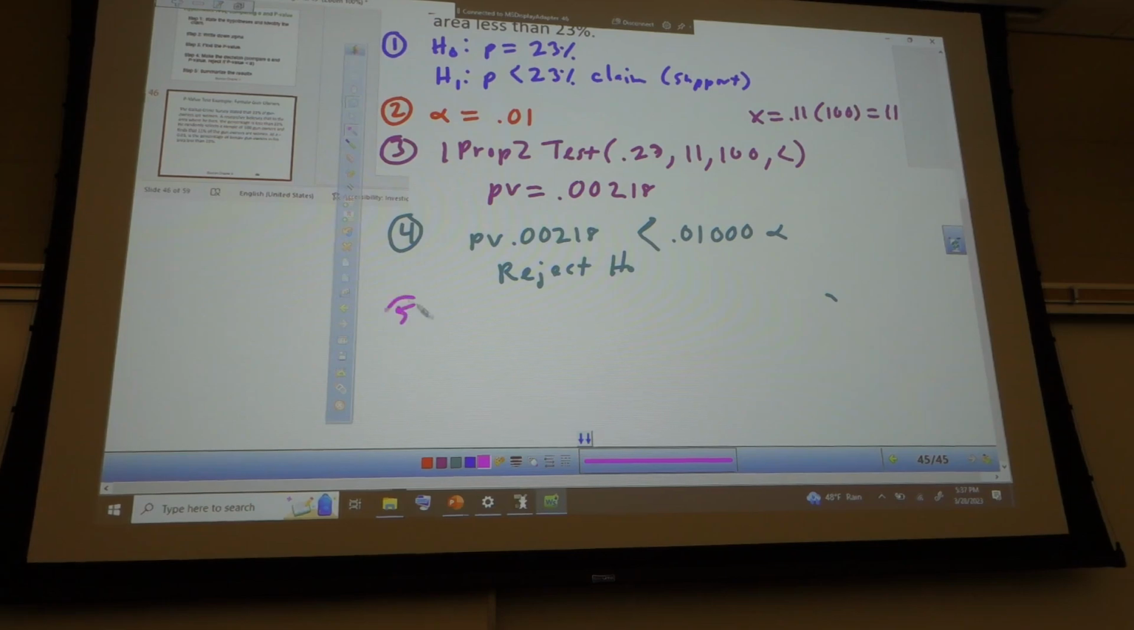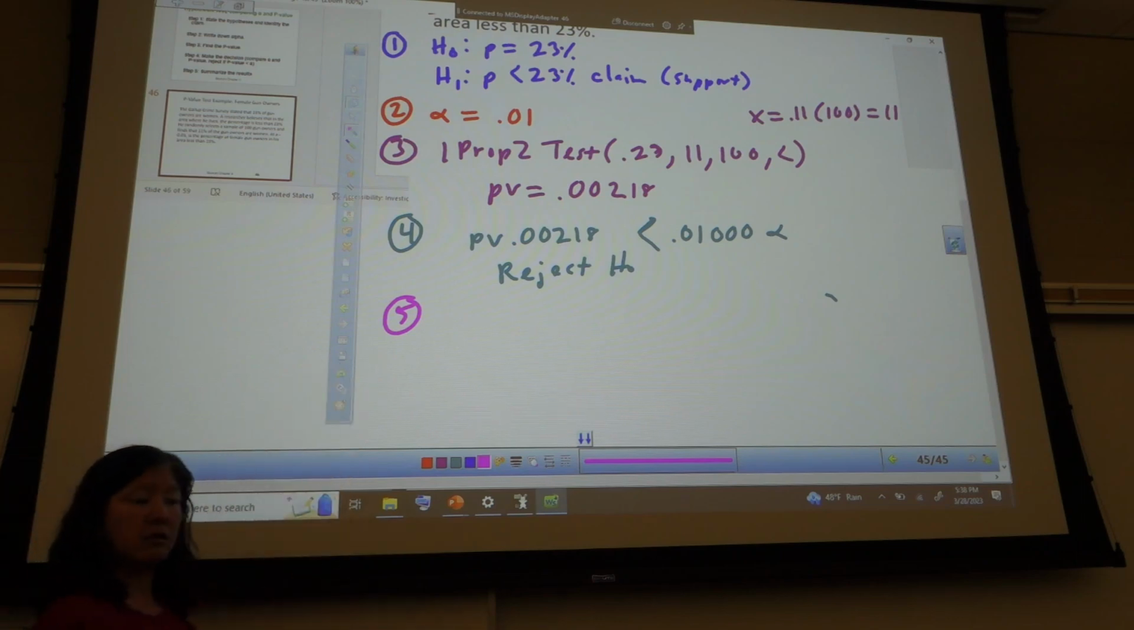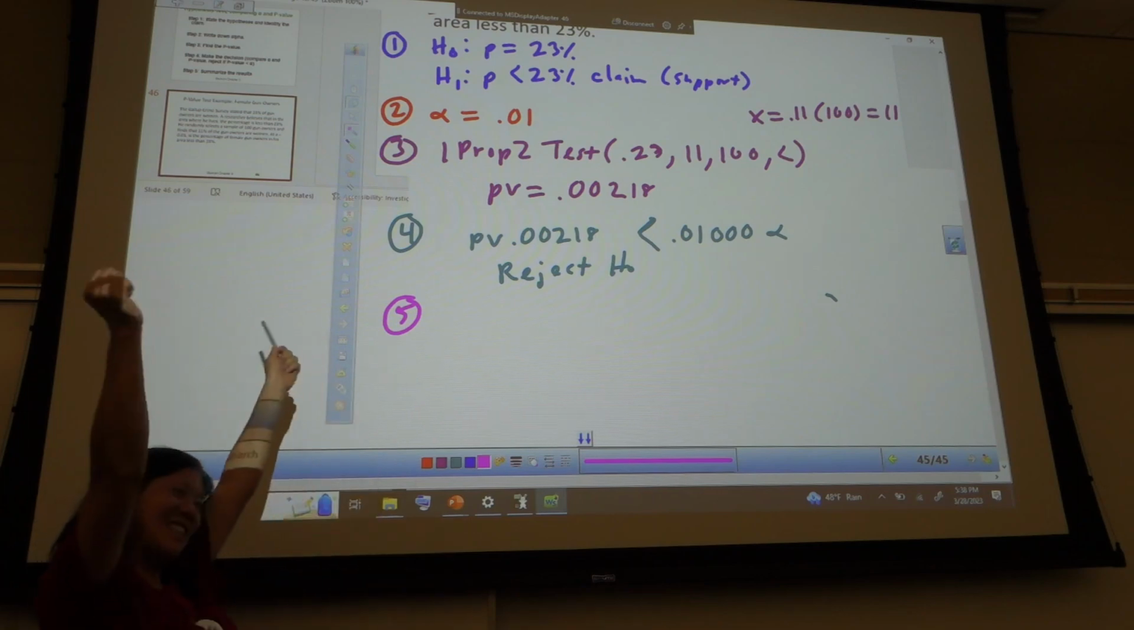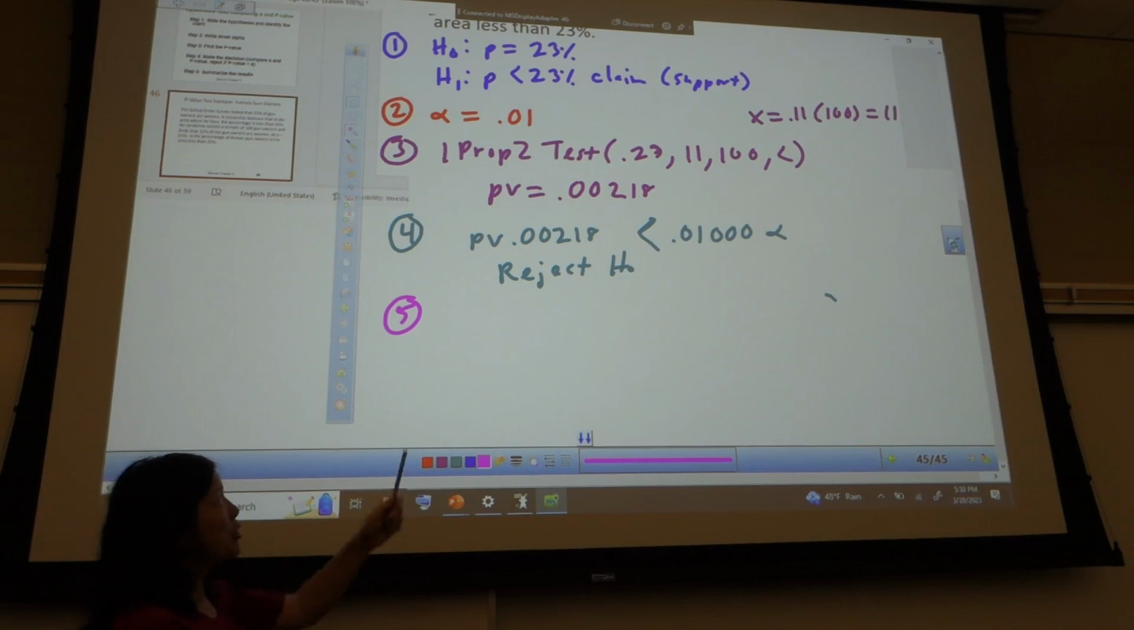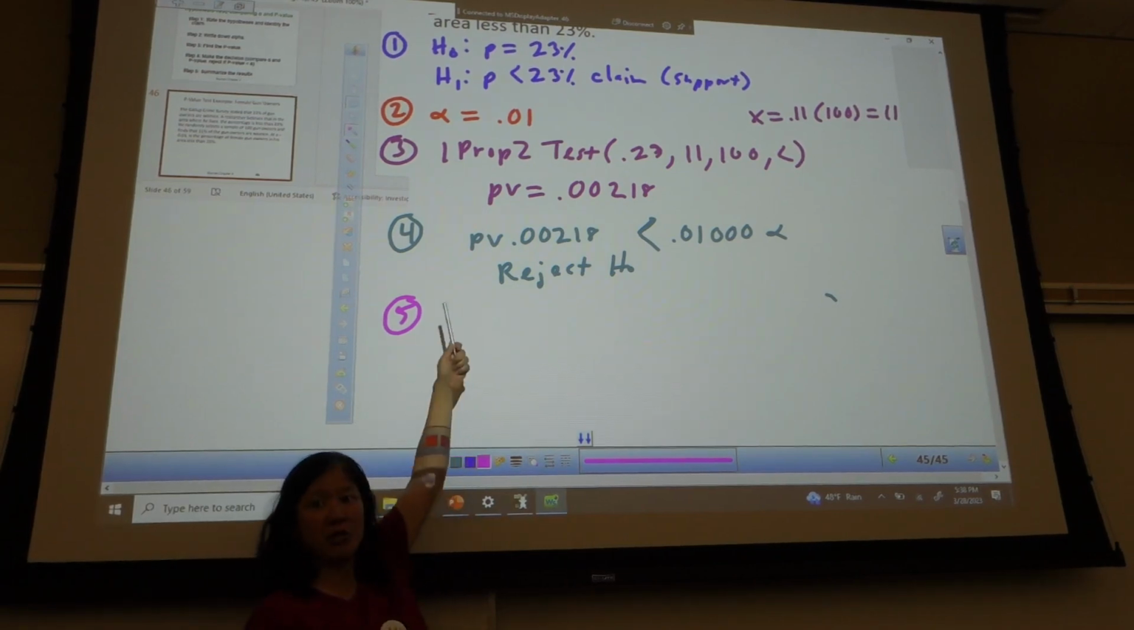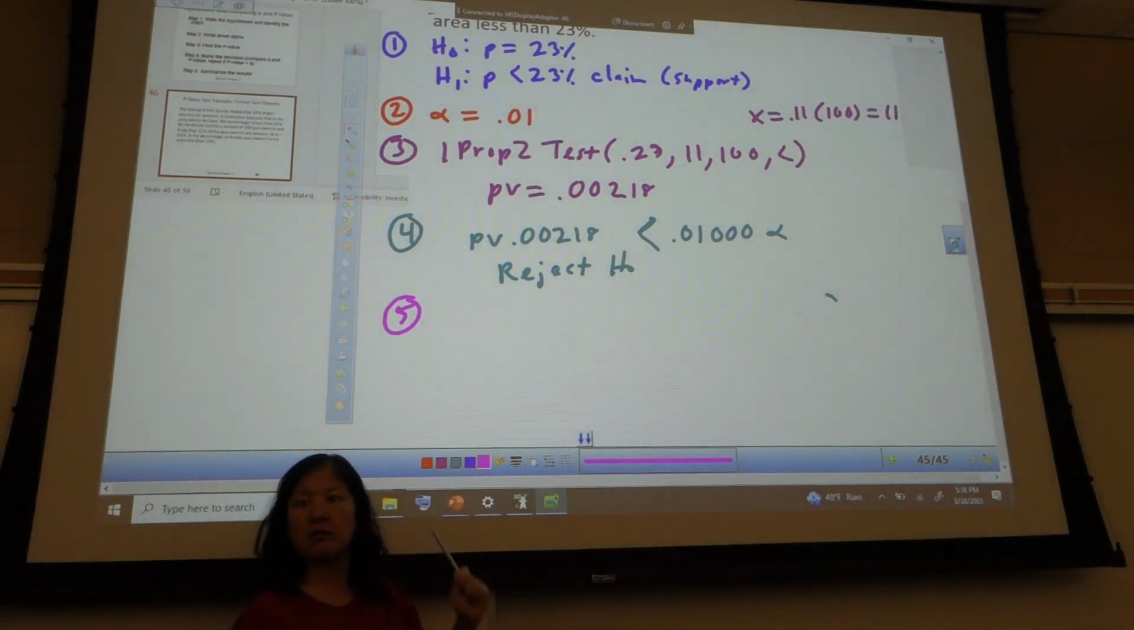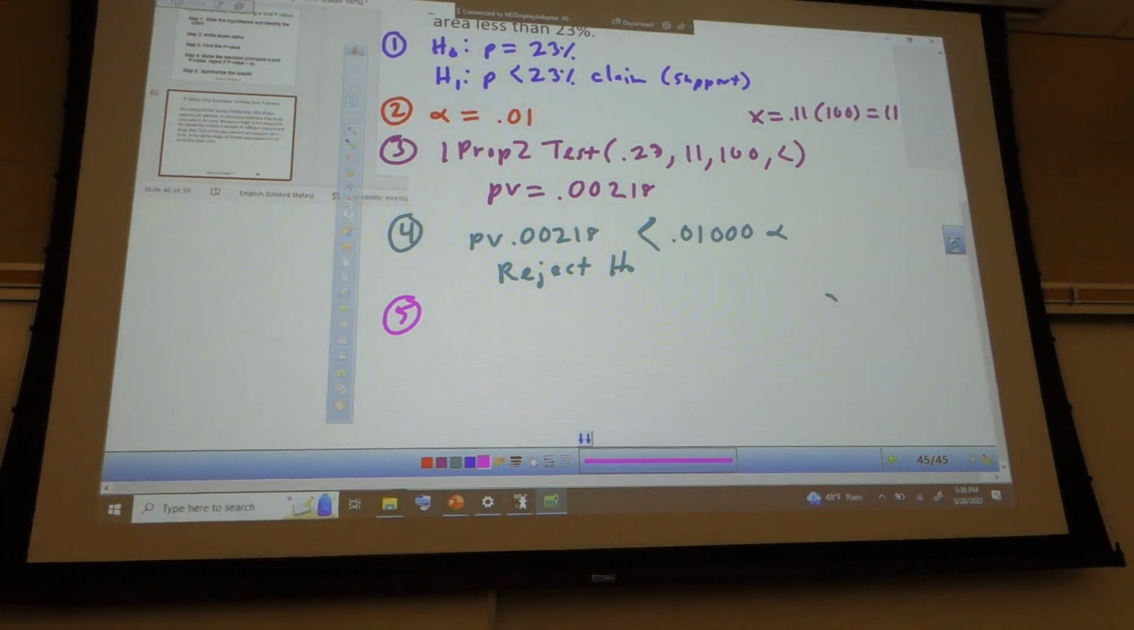And then my last step, because I rejected H naught, do I have enough evidence or not enough evidence? You have enough evidence, exactly. If you reject H naught, you have enough evidence. Wait, so when we reject it on 4, we have enough evidence, but when we do not reject it, then we don't have enough evidence. Yes. If we reject it on 4, then we have enough evidence. When we do not reject it on 4, we do not have enough evidence. Exactly what Marie just said. Okay, good. So we rejected H naught on step 4, which means we do have enough evidence.